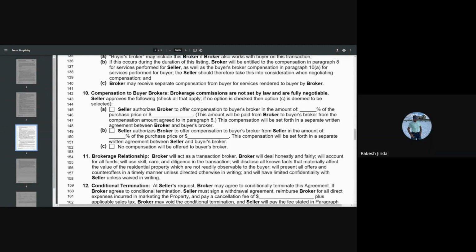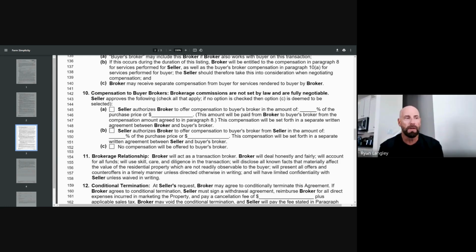Rakesh: Yeah, so Ryan, on this option, option B, 10B, when the seller wants to negotiate about how much they want to pay to the buyer side, who is structuring this agreement between the seller and the buyer's broker? Is that still you helping the seller, or does the seller directly need to do their own agreement with the buyer's broker? They will do their own agreement. I'm not sure of a situation in which we're doing this that's not already decided, that they don't want to negotiate it later. I have not seen that.